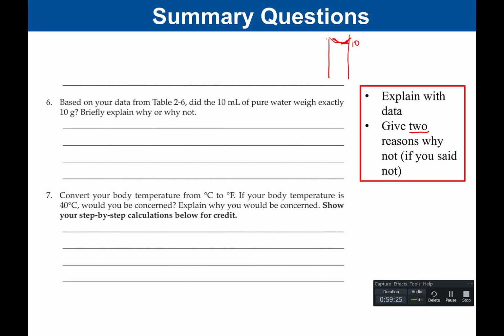So under this little lines part where you're going to write your answer, underneath that, show the calculations. So take that 40 degrees Celsius and convert it into Fahrenheit. And then you want to see, based on what number you get, should you be concerned? And so your answer is going to include what the conversion is and why you would be concerned. And so that's for number 7.